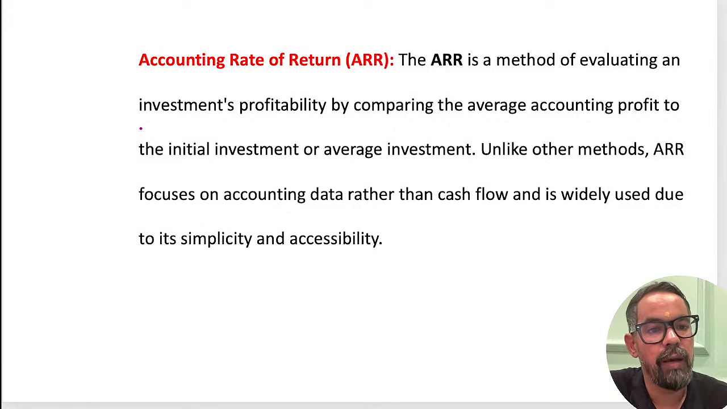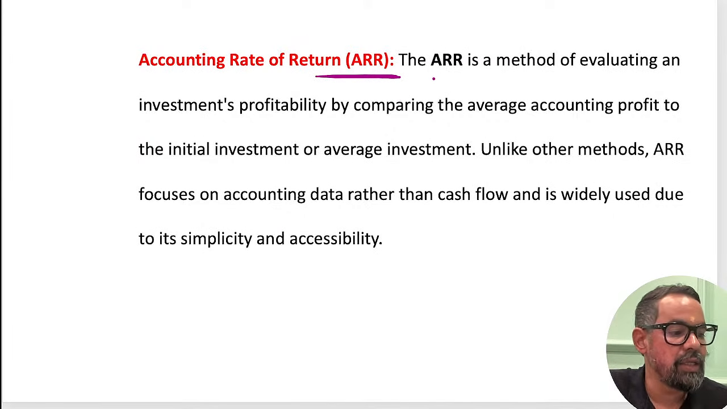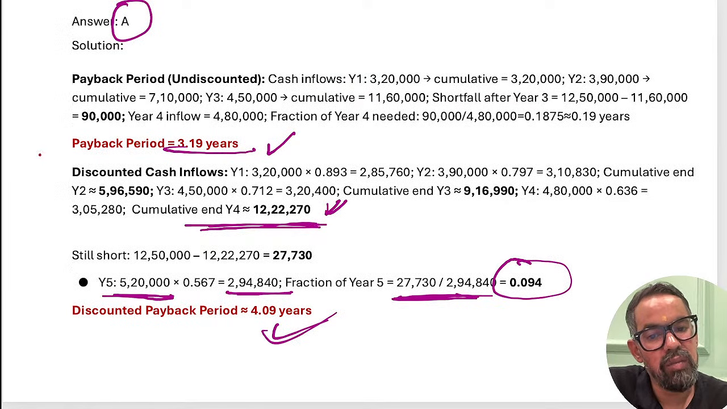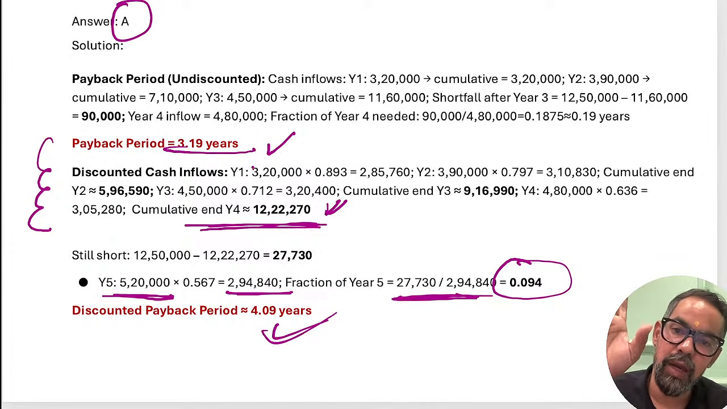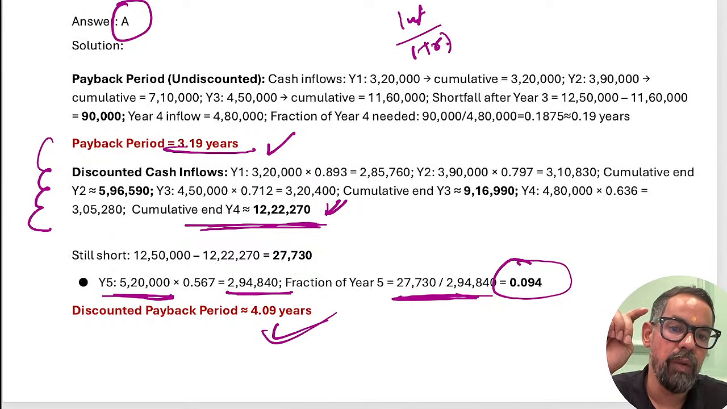The next one we have is ARR, accounting rate of return. When it comes to ARR, it is very simple again. Fourth year you have calculated 80,000. See what the numbers are here. So discounted, you got this one. How did we calculate the discounted cash flow? Discount, same logic: inflow divided by (1 plus r) to the power n.